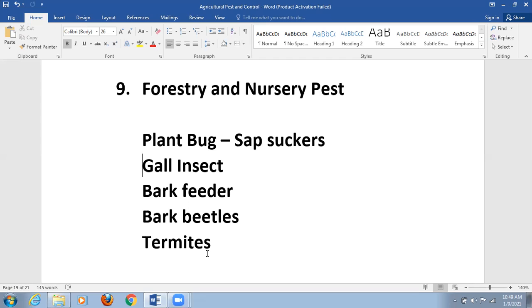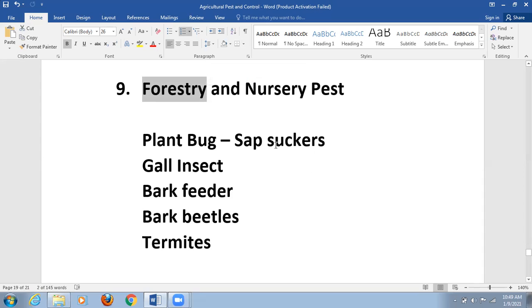There are large forests, and if insects infect a particular tree, then that tree does not survive. So that's why it is important to study the forestry pest as well as the nursery pest.